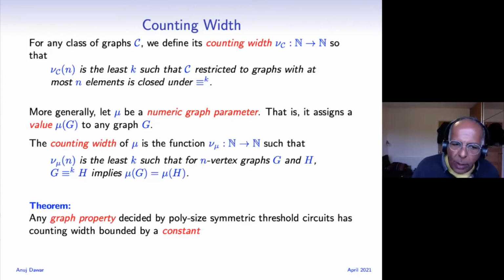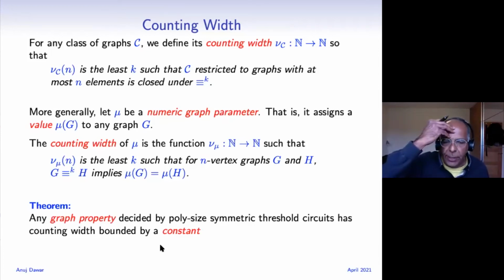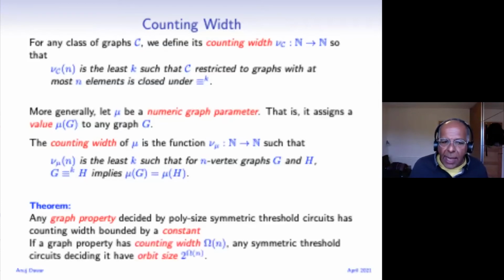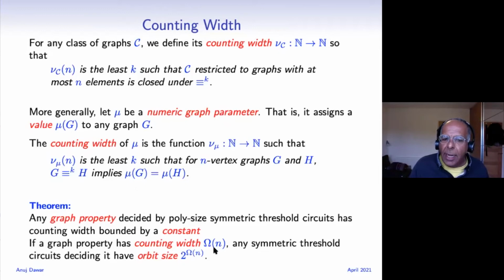And we know that any graph property which is decided by polynomial-size symmetric circuits has counting width bounded by a constant. I'll give you a proof sketch in a moment. This was something we proved in joint work with Matt Anderson a few years ago. 2017, this was the paper. And then we also know that if a graph property has linear counting width, bounded below by some constant fraction of n, then any symmetric circuit for deciding it has exponential orbit size.